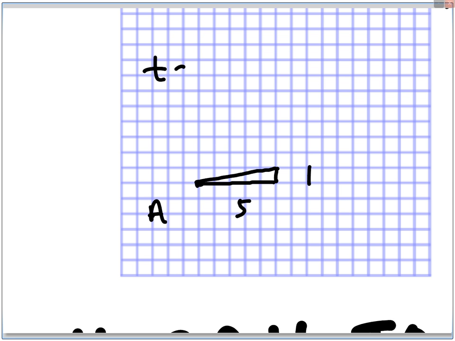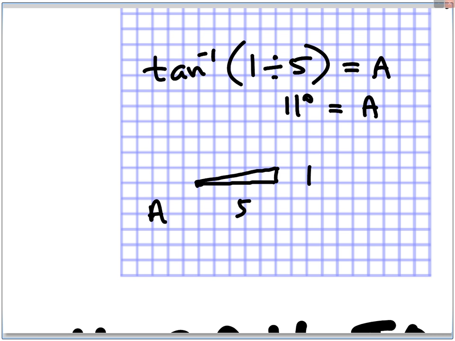And when you go second function tangent of 1 divided by 5, what do you get? Is it small like we expected? 11.3. So we can just round that to 11. Okay? And if this one's 11 down in the corner, the other one is 90 minus 11, which would be 79. So that's this angle right there.